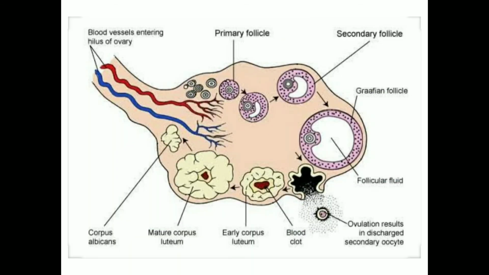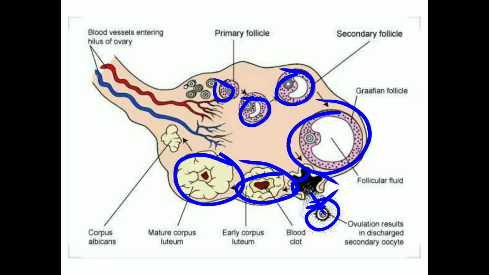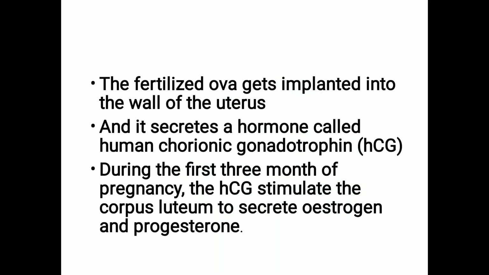So here, these are Graafian follicles of various stages of development. This is a completely matured Graafian follicle which is rupturing and releases an ovum into the peritoneal cavity, and thereafter this is an early stage of a corpus luteum, and this is a fully developed corpus luteum.